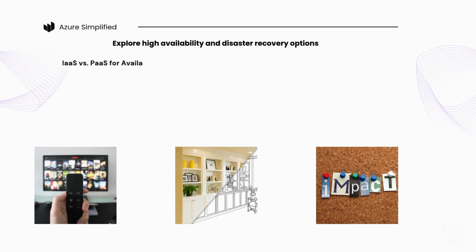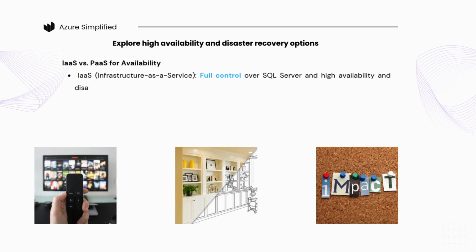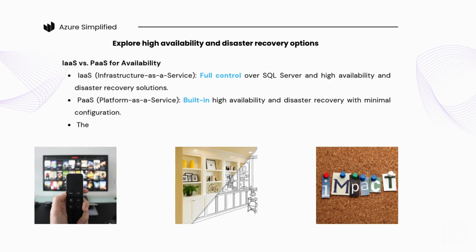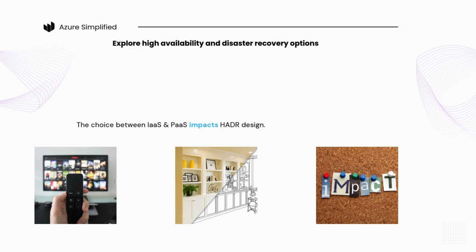IaaS versus PaaS for availability. IaaS, infrastructure as a service, gives full control over SQL Server and high availability and disaster recovery solutions. PaaS, platform as a service, offers built-in high availability and disaster recovery with minimal configuration. The choice between IaaS and PaaS impacts HADR design.